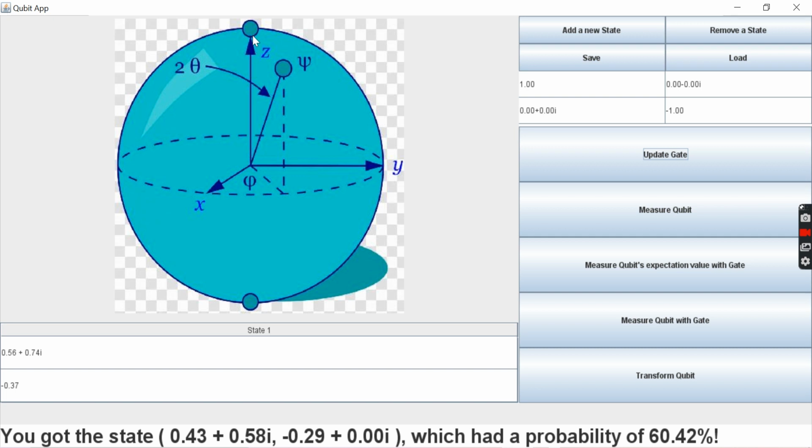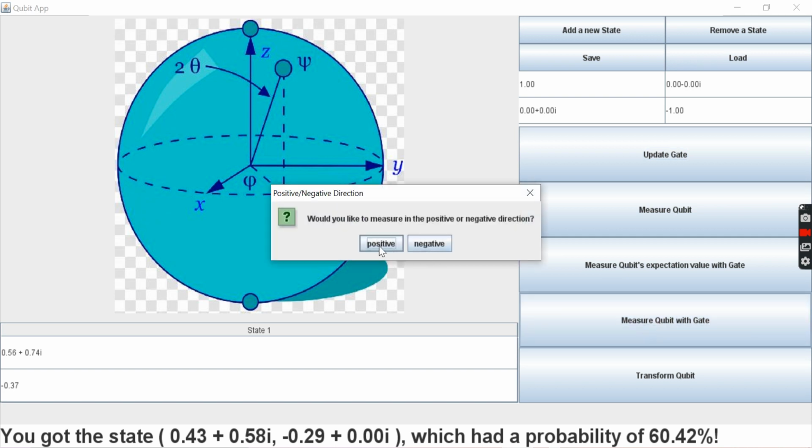So I would be measuring in either the positive direction or the negative direction. And what am I measuring? I'm measuring the spin of the particle. You might have heard the word spin before in chemistry or physics classes. Spin is an intrinsic part of a particle, and it can be upspin or downspin. So let's just try measuring it and see what we get.